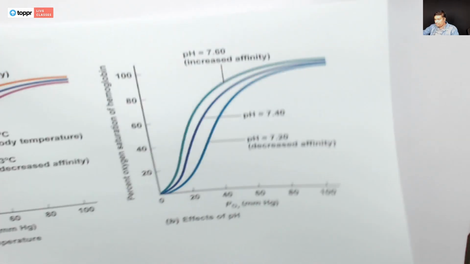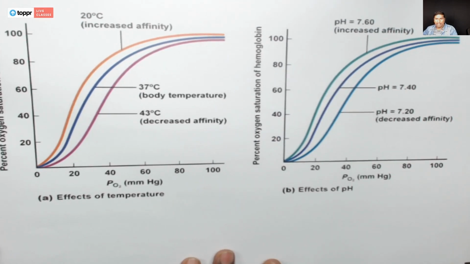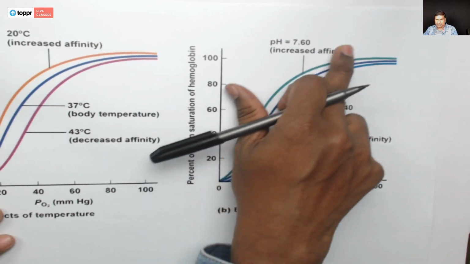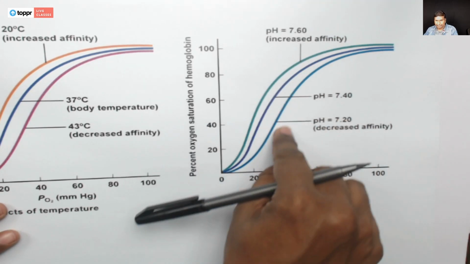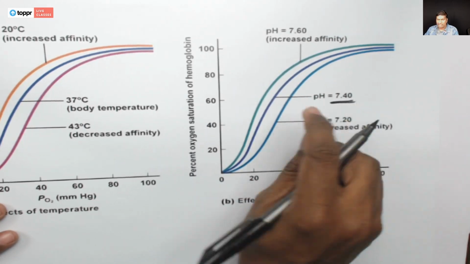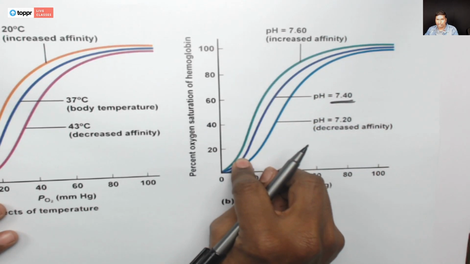Now what are the other factors? Let's look at the pH first. What is happening to the pH? This is at normal pH. The purple line in the middle is the normal pH.